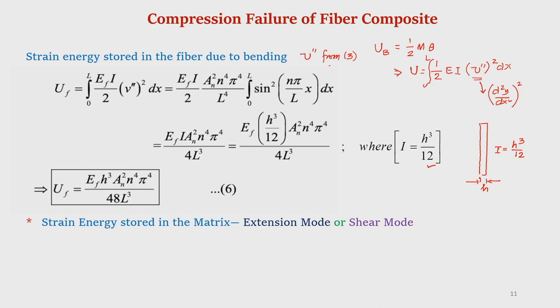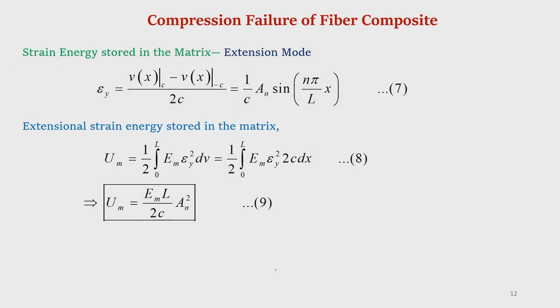Okay. So, out of the total work done, a part of this is stored as strain energy in the fiber because of the bending of the fiber, and a part of it is actually stored as strain energy in the matrix. As we have already discussed, depending upon the mode, it could be extension mode, in which case the matrix is experiencing extensional strain, or it could be shear mode, in which case the matrix will be experiencing shear strain. So, in extensional mode, the matrix undergoes extensional strain, and in shear mode, the matrix experiences shear strain.